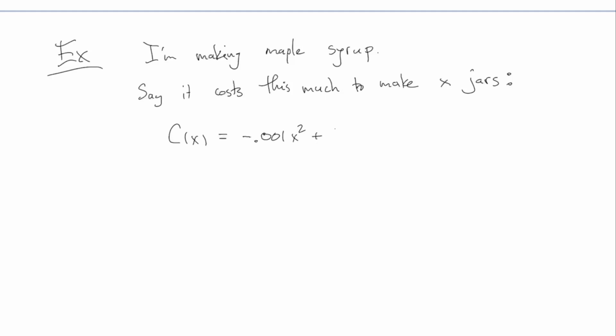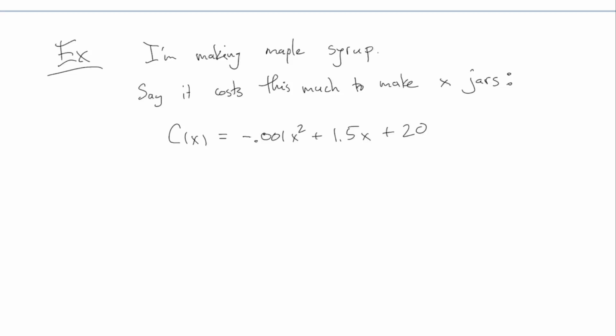That's my expense. The cost is the gas. All right, let's say that it costs me this much to make X jars. So if you want to know how much does it cost to make one jar, you plug one into that formula, and that will tell you. How much to make 2 jars, you plug 2 in, and that will tell you. All right, this is a made-up formula. This is not terribly realistic.